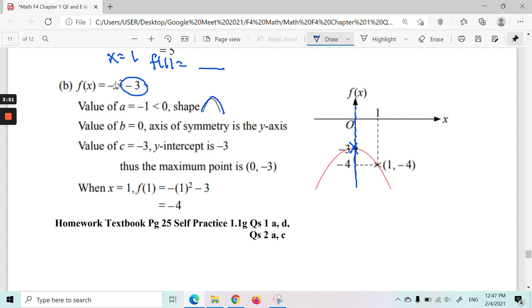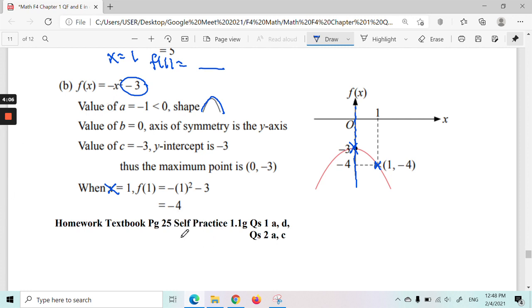Then next step, you simply choose any x value. If you don't want x equals 1, you also can choose x equals 2 to substitute and get a value. So at this point, then you draw like this. Make sure left and right must be equivalent because this is the axis of symmetry.